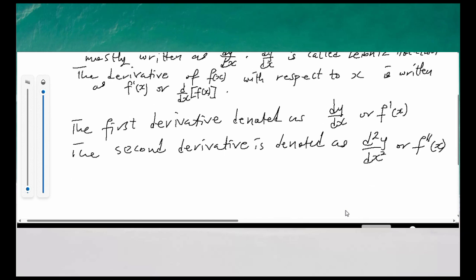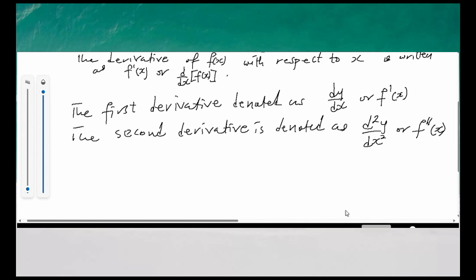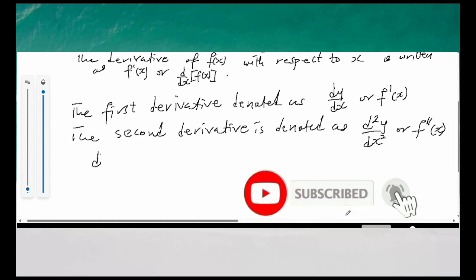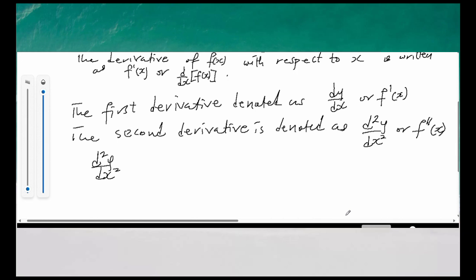Now we are writing the second derivative as d squared y over dx squared, because d squared y over dx squared could be written as d/dx of dy/dx. So this is what we need to note, right?